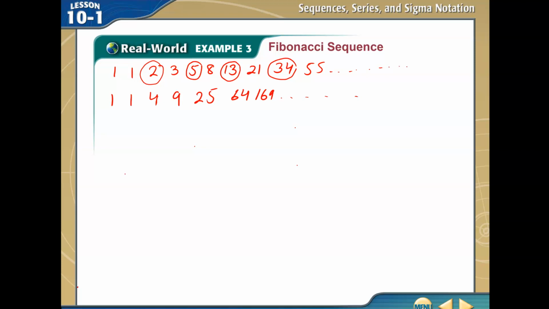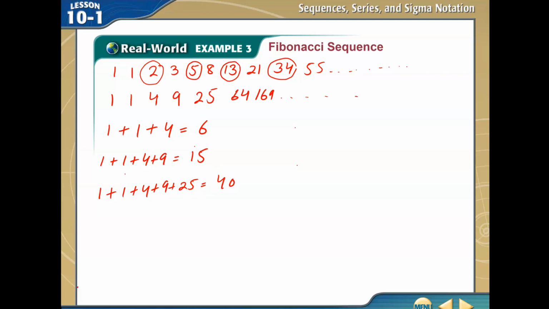Now let me show you another interesting number pattern. Let's suppose that you want to add the squares of the first few Fibonacci numbers. Then let's see what you get. So 1 plus 1 plus 4, you get 6. 1 plus 1 plus 4 plus 9, you will get 15. Now 1 plus 1 plus 4 plus 9 plus 25, you get 40, right?